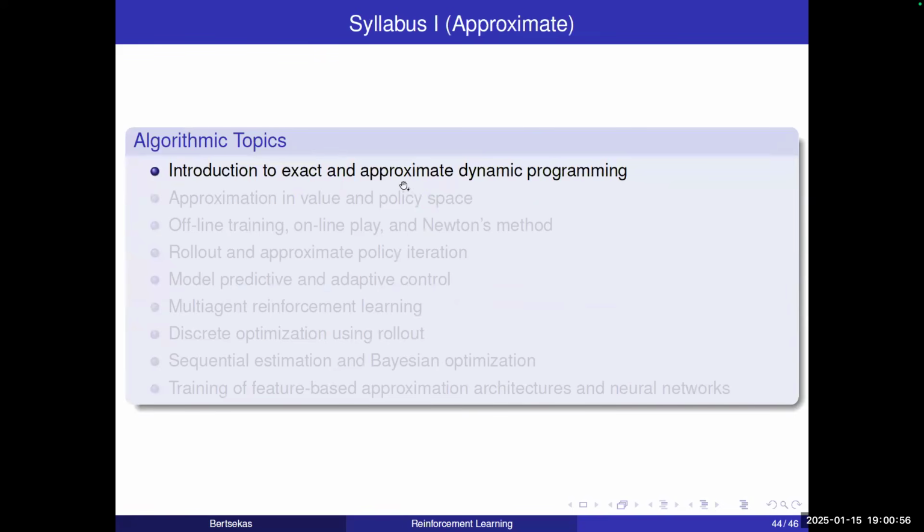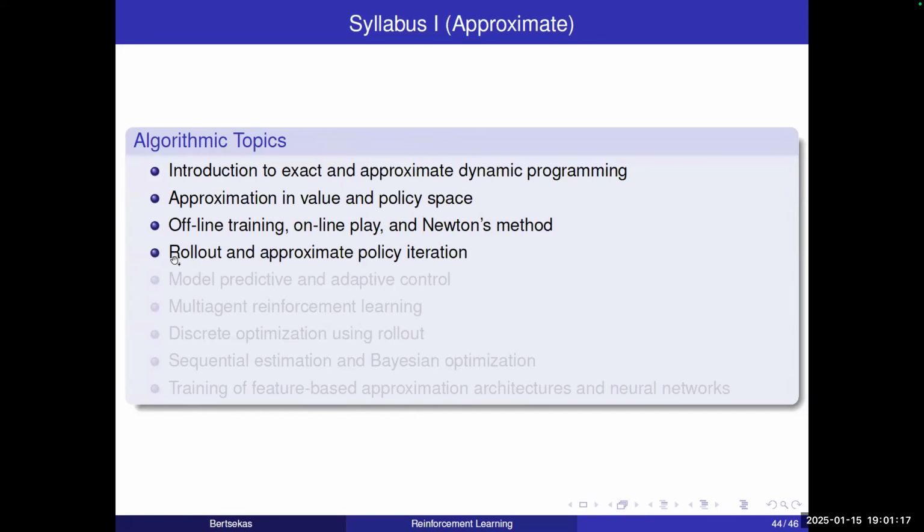So let's go quickly through the syllabus. In this course, we will cover some algorithmic topics, including introduction to exact and approximate dynamic programming, approximation in value space, and briefly in policy space, offline training, online play, and their connection to Newton's method. And a big portion of the course will focus on rollout and approximate policy iteration, as well as some prominent control methodology, model predictive control. I did not mention adaptive control.